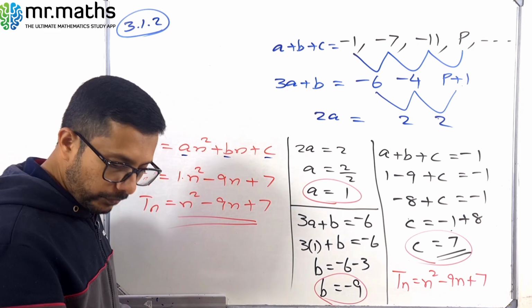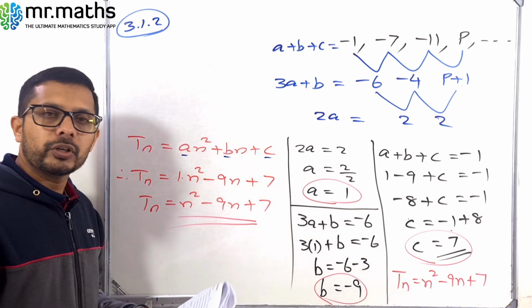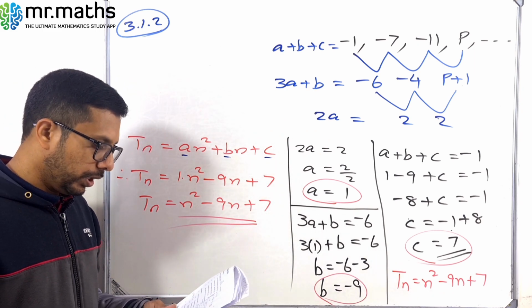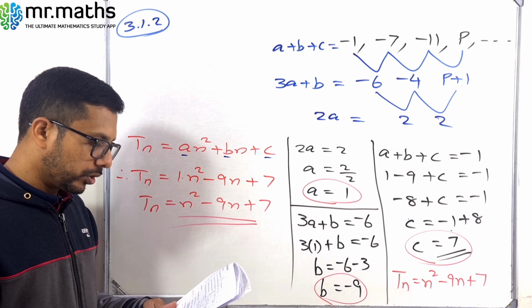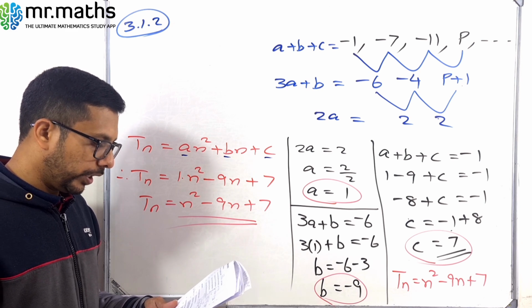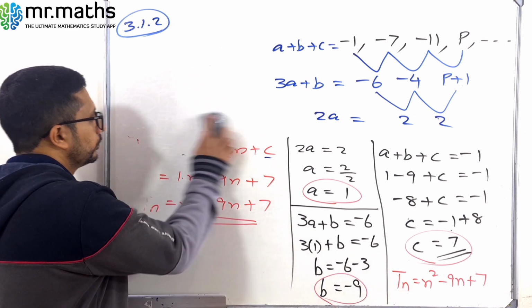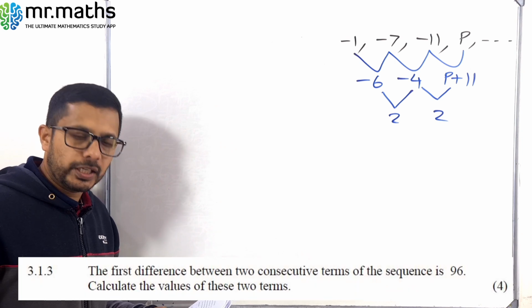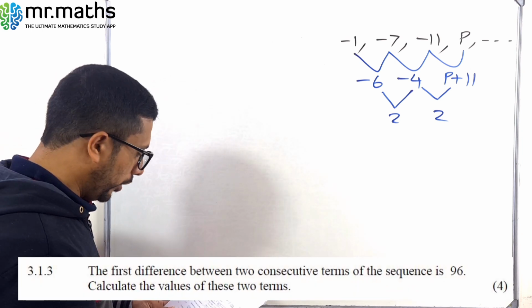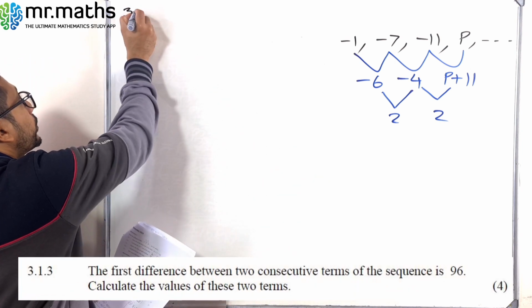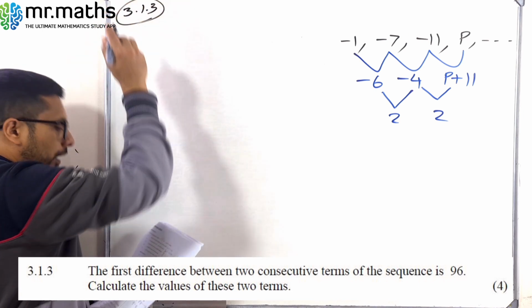Okay, so that is question number 3.1.2. Now let's move to the next question, 3.1.3. Question number 3.1.3. What is that question?